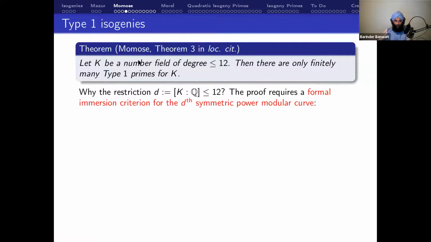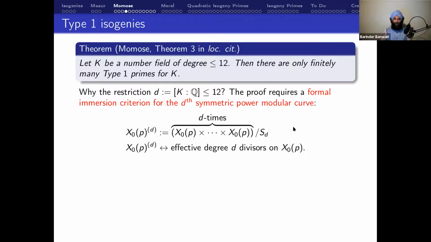The way Momose proves this theorem is to use a generalization of the idea I highlighted in the previous section, this formal immersion criterion, but generalized to the d-th symmetric power of the modular curve. This is where you take d copies of the modular curve in product and you mod out by the action of the symmetric group. So points on this high dimensional variety correspond to effective degree d divisors on the curve itself. And we need an analog of that map F we had earlier. So that's going to be this F_p upper D.